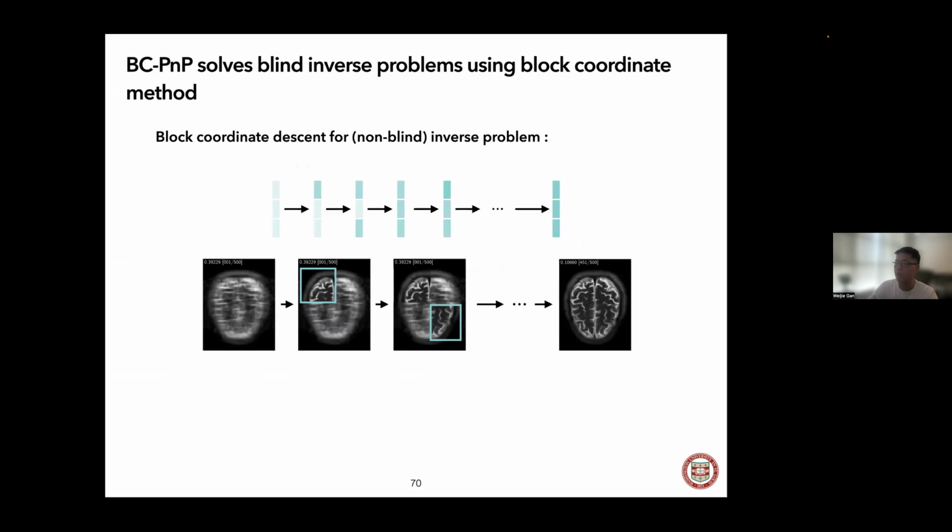So here's a block coordinate descent for non-blind inverse problems, like a general inverse problem. You only need to update the images. Every time you update one block, until you have updated the whole image, and you repeat until you converge, right?